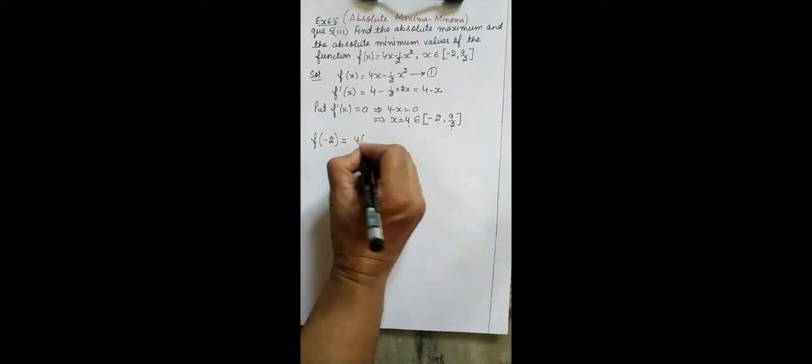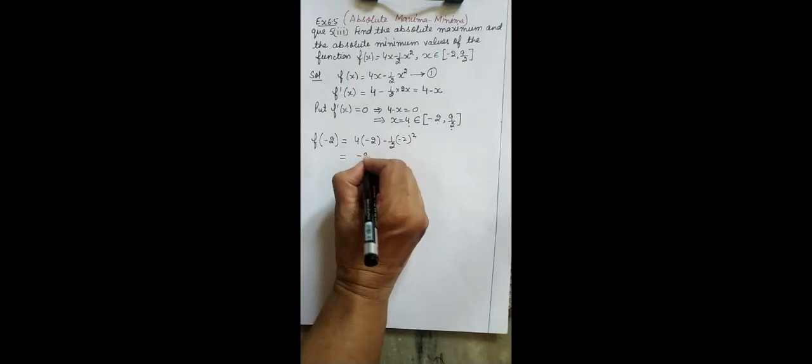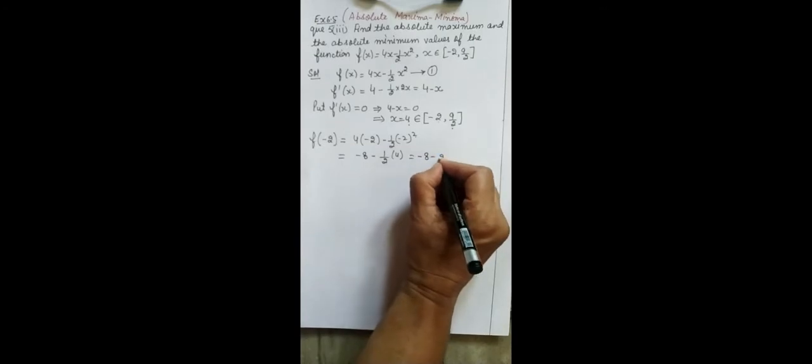Now that means I have to check the 3 points for absolute maxima and minima, that is -2, 4 and 9/2. So for finding absolute maxima or minima, I will simply put these values in my given function. First of all, I will find f(-2), which is 4 into -2 minus half into (-2)², which is equal to -8 - (1/2)(4), which is -8 - 2, which is equal to -10.